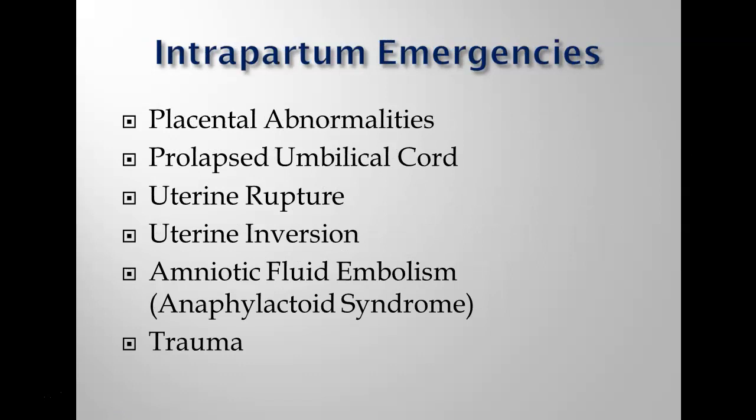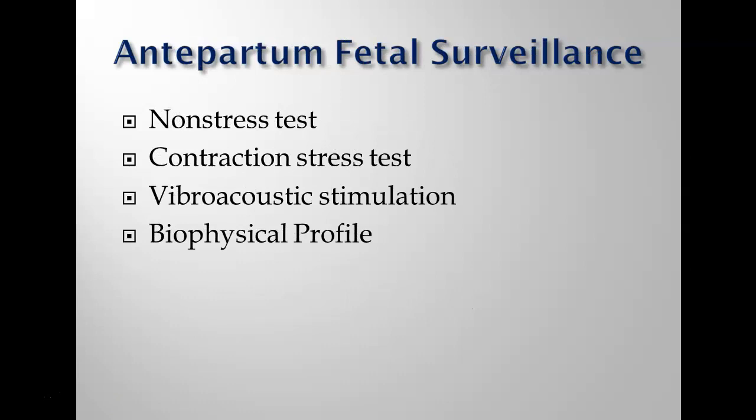Emergencies in the intrapartum unit would result when there are placental abnormalities, if there's a prolapsed umbilical cord, if there is a uterine rupture, a uterine inversion, an amniotic fluid embolism, or any kind of trauma. And we're going to go more into that when we talk about high-risk delivery in the next lecture.